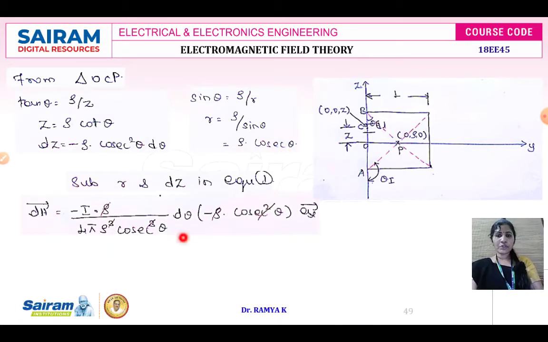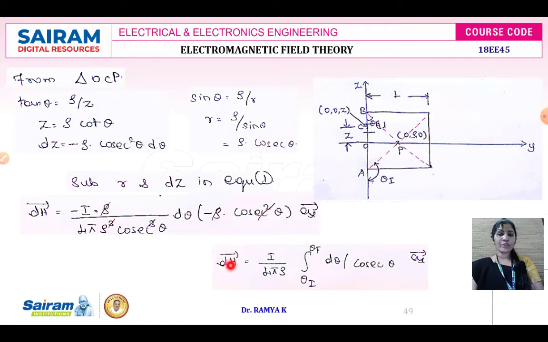If you substitute it in this equation, in place of dz we have minus rho cosecant square theta d theta, and in place of r we can substitute rho cosecant theta. Since we have r cube terms, after simplifying you will get dH is equal to I divided by 4 pi rho d theta divided by cosecant theta.